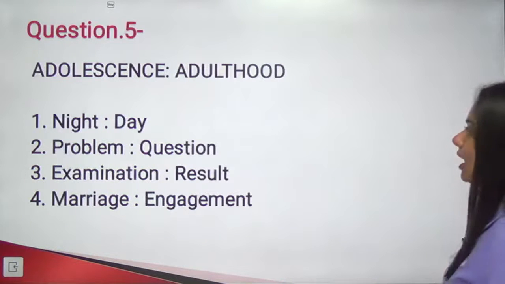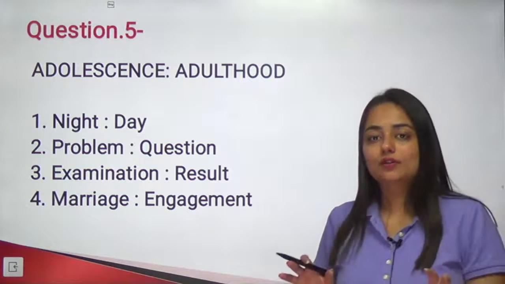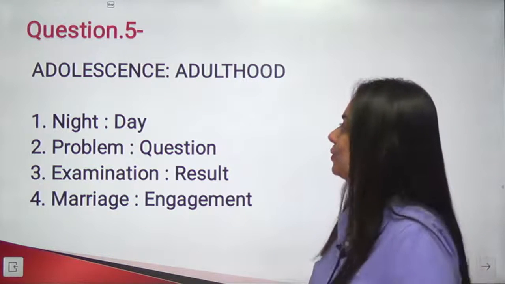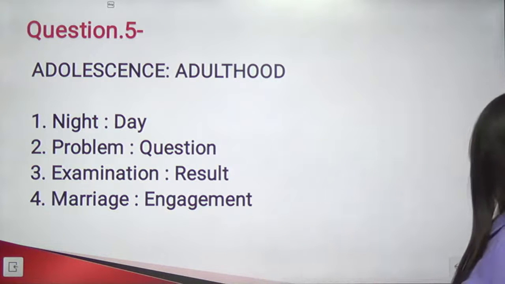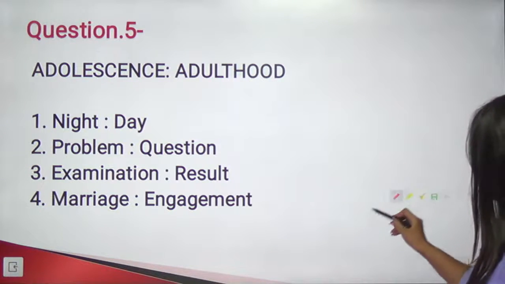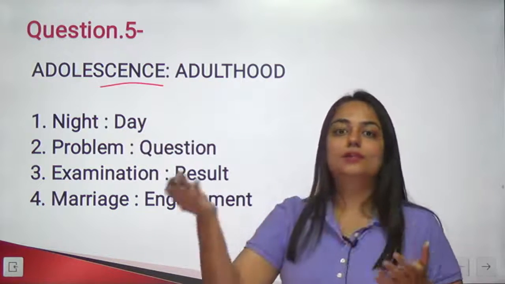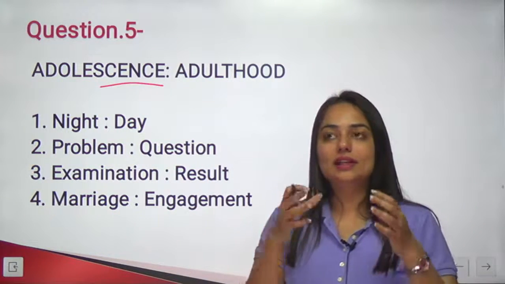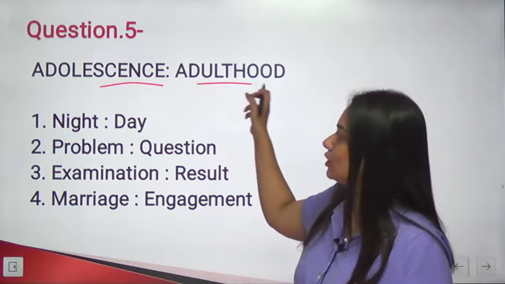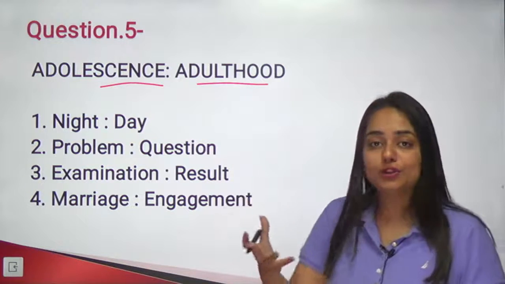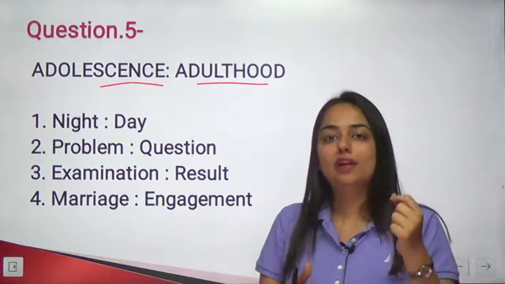Moving on to our last question for today. Adolescence is to adulthood. Finally some relief, right? So what is the relationship between adolescence and adulthood? So we know that when we are in our teenage, we are adolescent towards being mature. So an adult is, let's say, somewhere near 18 or above 18. And adolescence, it is below 18. Adulthood is after 18.